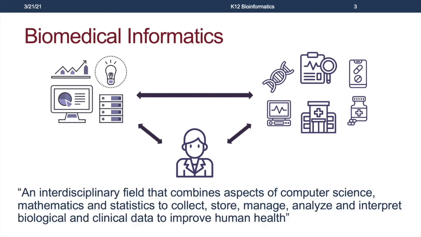Computers are tools for the use of mathematical, statistical, and computational algorithms to gain useful insights and organize and visualize data. Considering these issues, the definition of biomedical informatics that we have settled on for this project is that it is an interdisciplinary field that combines aspects of computer science, mathematics, and statistics to collect, store, manage, analyze, and interpret biological and clinical data to improve human health.